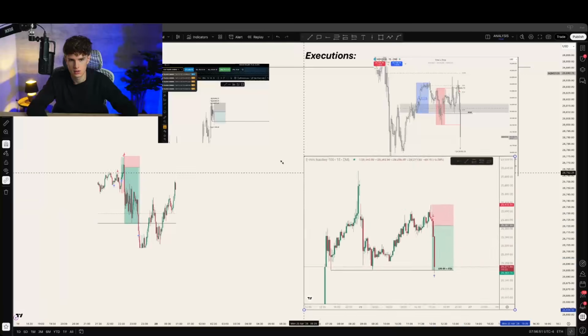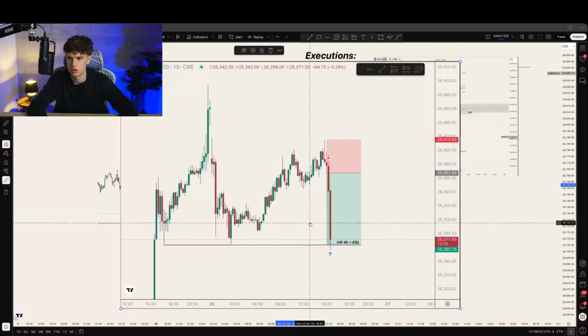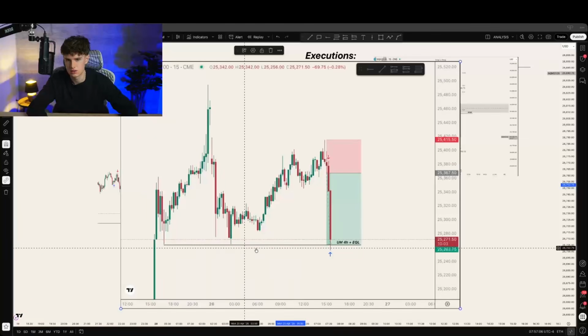And here another example, execution on trade C, by the way. And in this case we had an SMT with this high right here with ES, okay, and we hit these 4-hour unmitigated fair value gap right here, and obviously we also had relative equal lows.